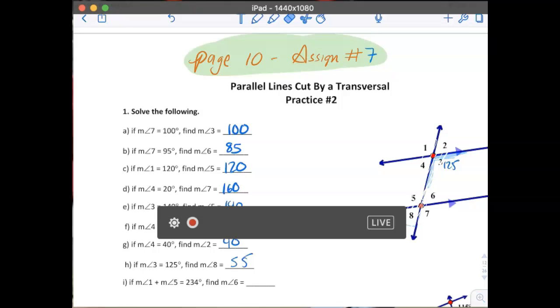And the last one's a little weird. It says if 1 and 5 add up to 234. So if this and this together are 234, well, we know they're the same. So what's half of 234? 117. So that means each one of these is 117 if they add up to 234. So then what's angle 6? Whatever 180 minus 117 is, which is 63.